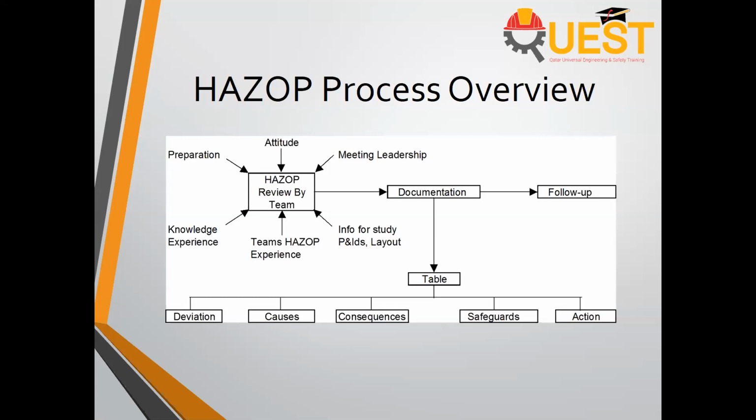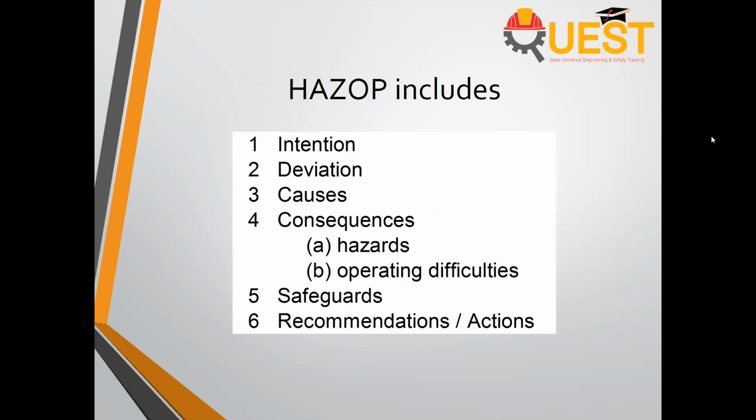And then all of this brainstorming study is compiled into a document called the HAZOP worksheet, which is formalized by a report. That HAZOP report is circulated to all of the stakeholders, and then it's followed up so that the design is free from all sorts of deviations and hazardous deficiencies. So in short, the HAZOP includes the following main concerns: the intention, the deviation, the causes, the consequences, which include the hazards and operating difficulties, the safeguards, recommendations, and actions.